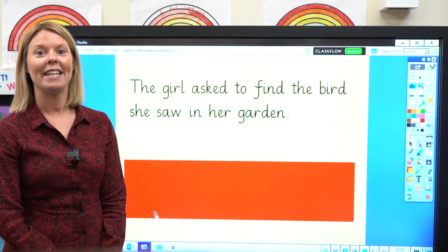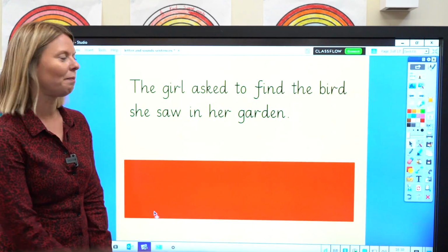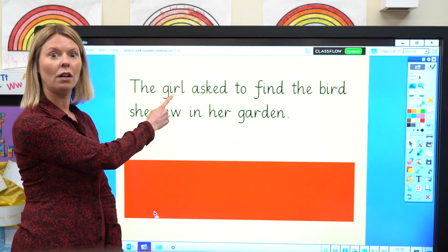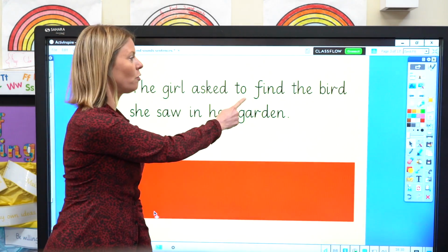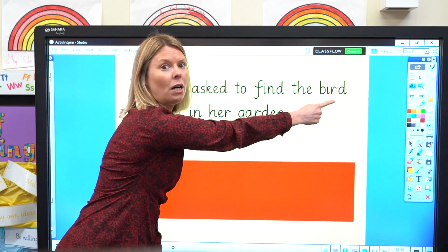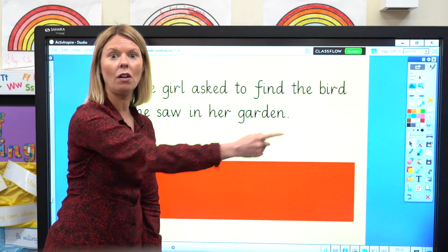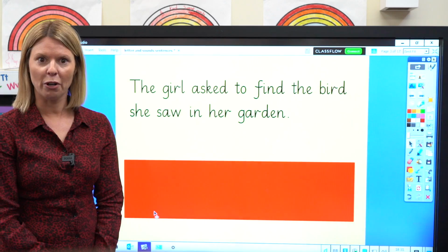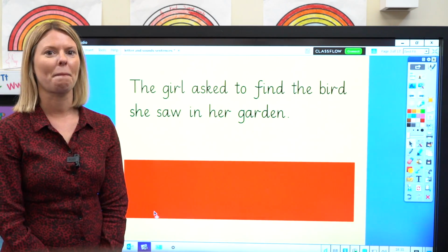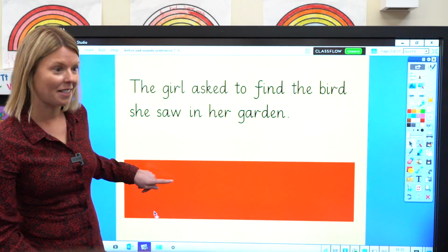Excellent reading. Now let's read the sentence together. The girl asked to find the bird she saw in her garden. Do you see any birds out of your window? Now let's read the next sentence.